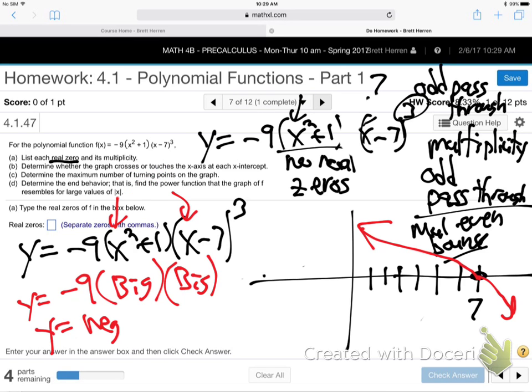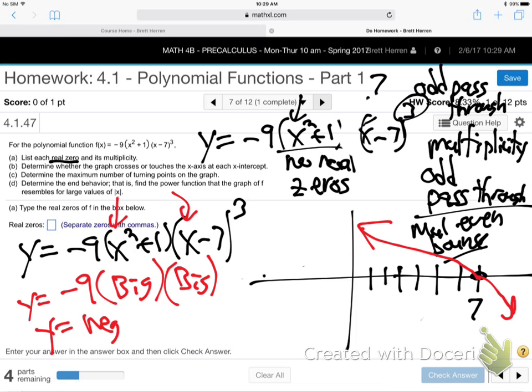Let's see. Did we answer? List the zeros. We did that. Determine whether the graph crosses or touches. We did that. That's the pass-through bounce thing. They say cross or touch. I say bounce or pass through. Determine the maximum number of turning points. Maximum number of turning points.